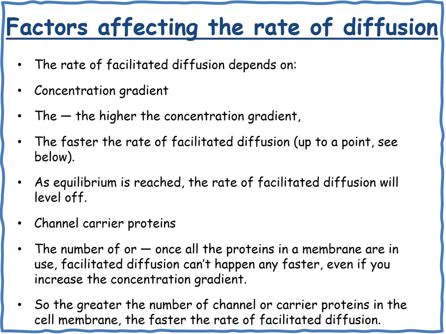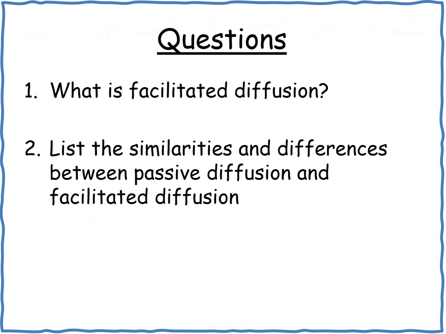The rate of facilitated diffusion also depends on the number of channel or carrier proteins. If there's more of them, it'll increase the rate of diffusion. However, once all the proteins in a membrane are in use, once they're all occupied, then it limits the rate. So facilitated diffusion can't happen any faster, even if you increase the concentration gradient, because it is the carrier or channel proteins, or the availability of them, which are limiting the rate. So the greater the number of channel or carrier proteins in the cell membrane, the faster the rate of facilitated diffusion.